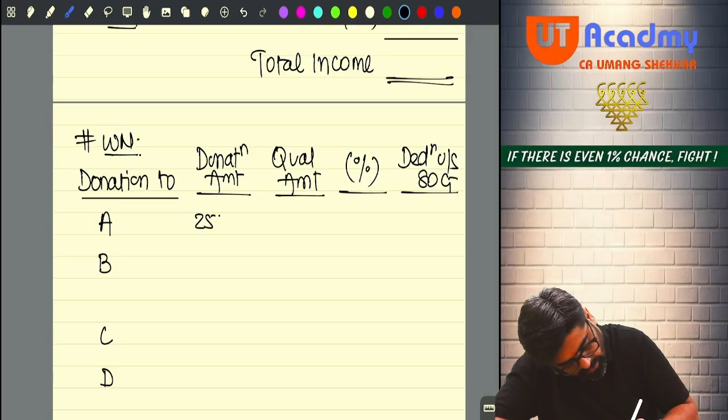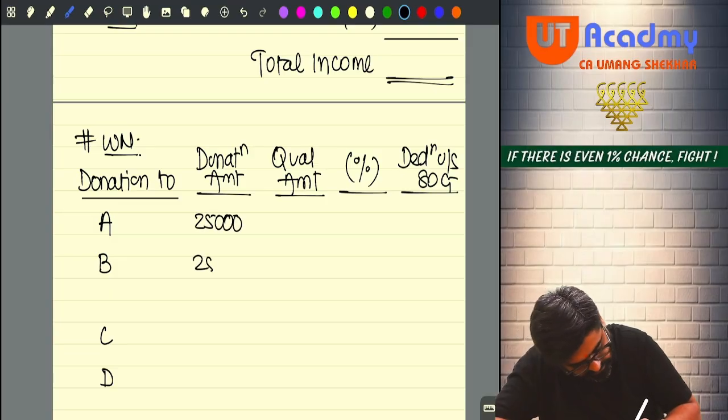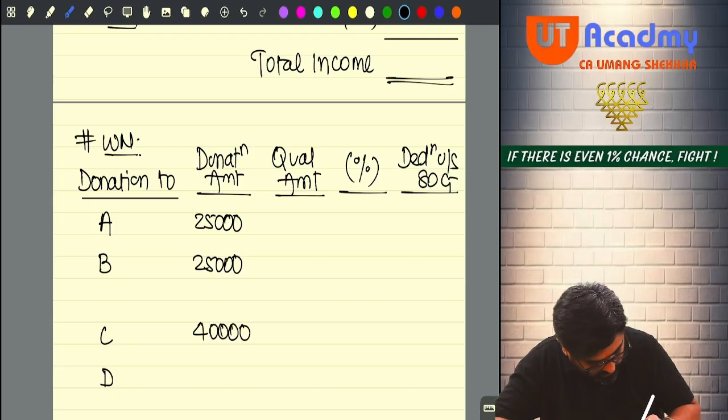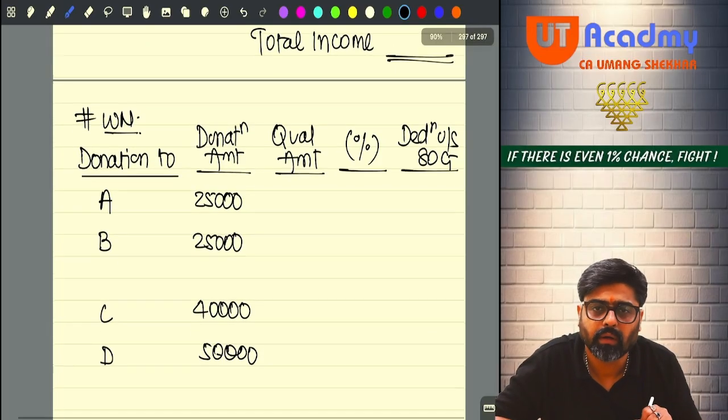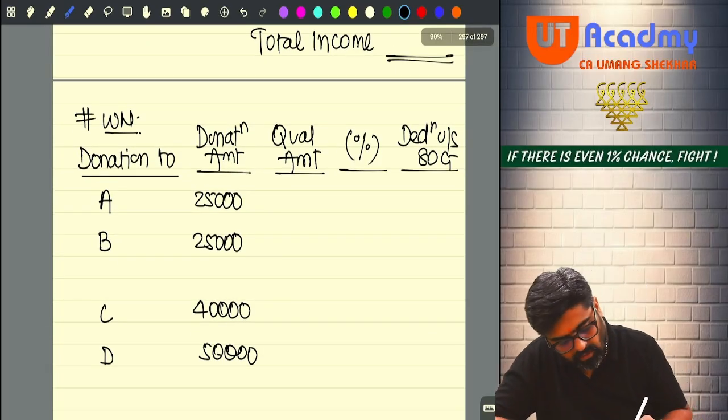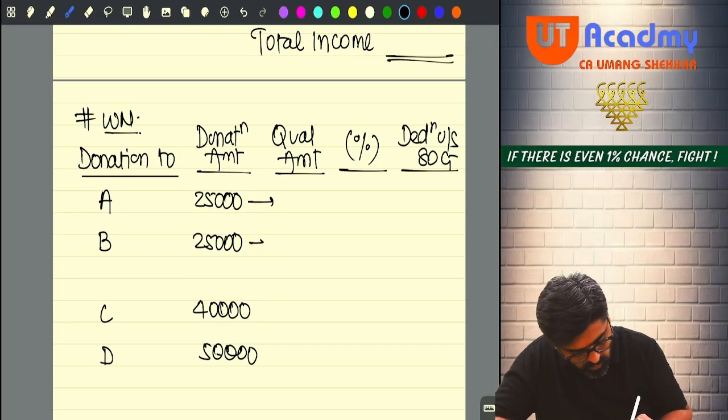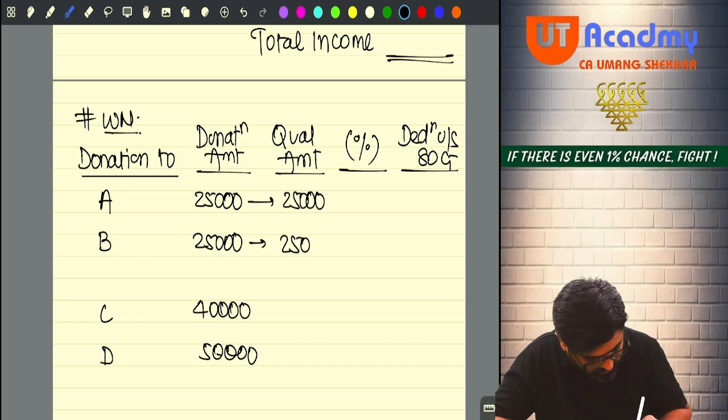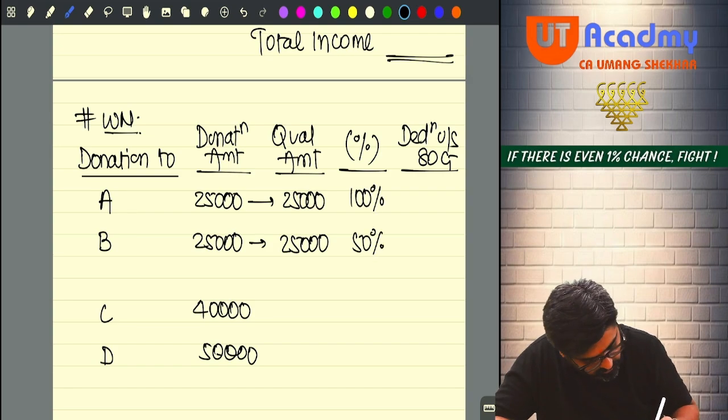So 25, 25, 40 and 50. Correct now? How much is the qualifying amount? Full 25. Full 25. How much is the allowable percentage? 100%, 50%. So this will be 25,000 and this will be 12,500.